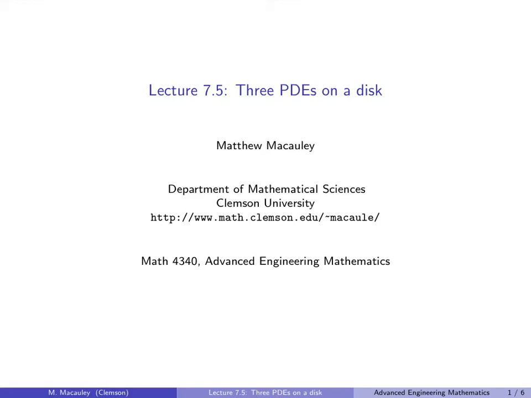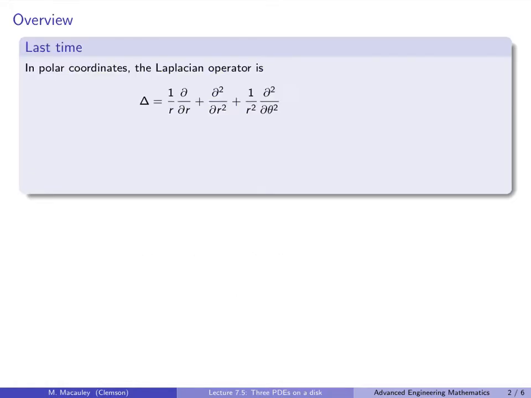Welcome to Lecture 7.5, PDEs on a disk. Last time, we saw that in polar coordinates, the Laplacian operator is no longer the sum of the second derivatives. Instead, it's more complicated: it's 1 over r d/dr plus d squared/dr squared plus 1 over r squared d squared/d theta squared. That's why we call it with this delta instead of del squared. Here's a slightly simpler way to write it if you prefer.